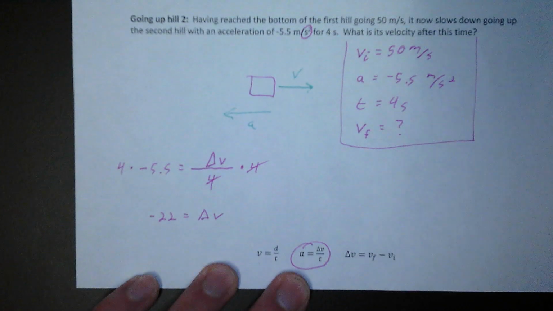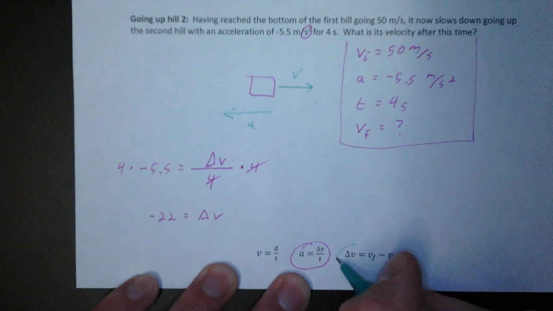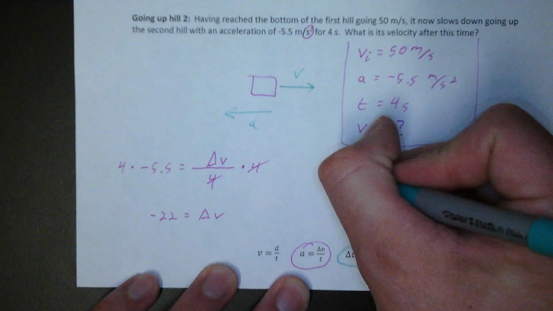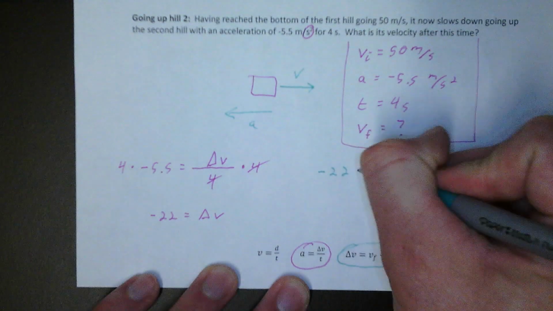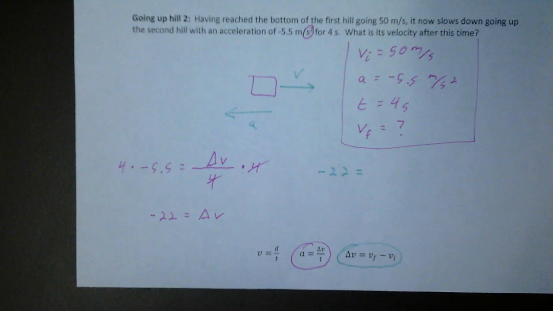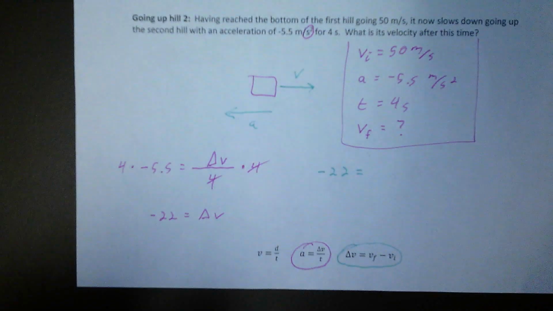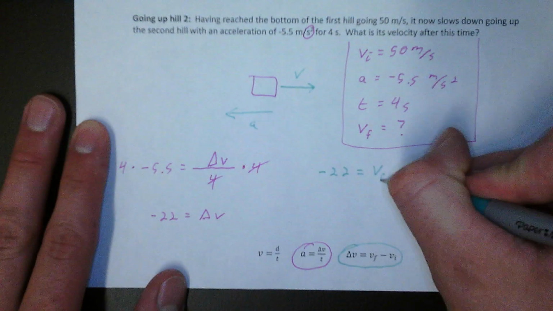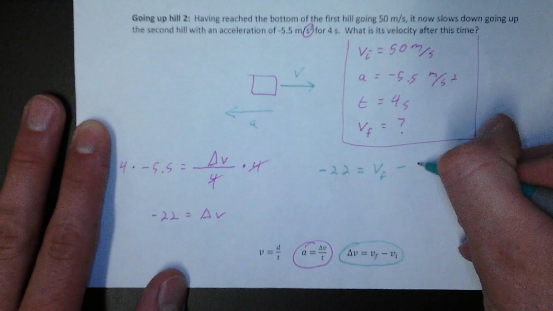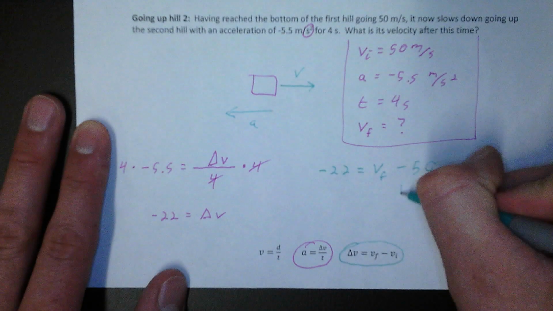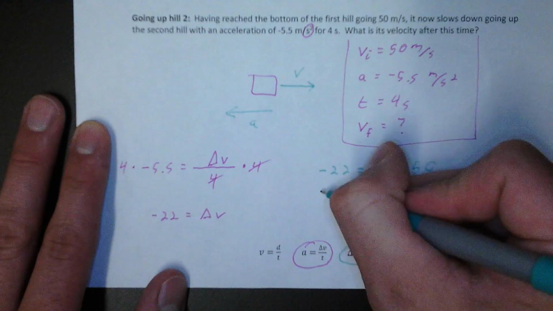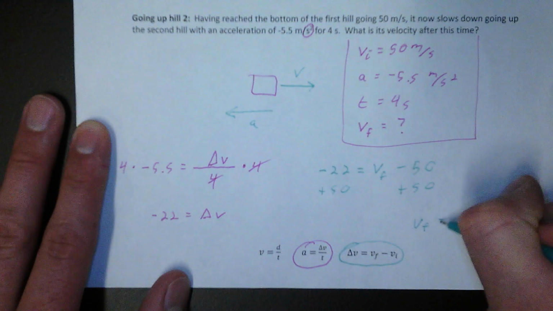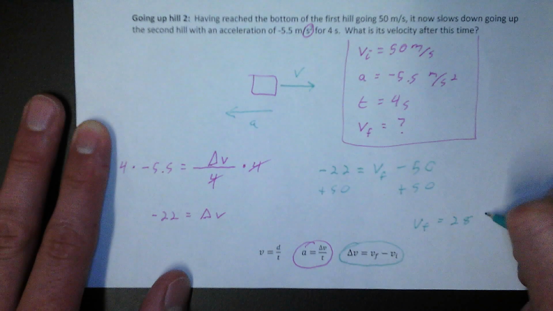Well, here's the next equation here. So delta v equals v final minus initial. I just found delta v. It's minus 22, so it changes by negative 22 meters per second. That means that it lessens by 22. That gives me final, which I don't know, minus initial, which I do, it's 50. Add 50 to both sides. The opposite of subtracting 50 is to add 50, and you get v final to be 28 meters per second.